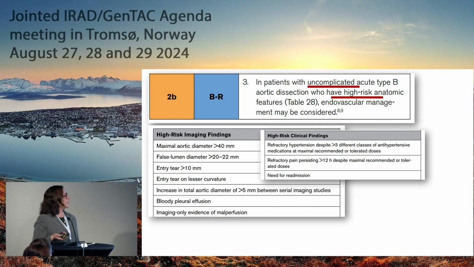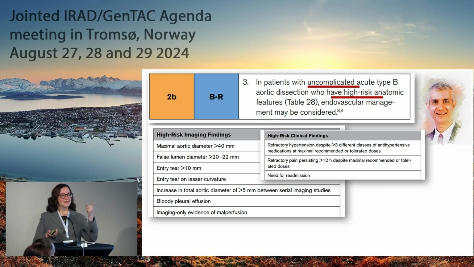Okay, well, what about uncomplicated dissections with high-risk anatomic features? I have Firas's picture here because this is a favorite topic of Firas Musa, and he can go on for hours on this topic. But these features, anatomic and clinical, have been described as being associated with worse outcomes. You've heard about the refractory hypertension and pain already, and you've seen the data for that. But then also these high-risk imaging findings suggest that this person perhaps has an unstable aorta and is at high risk for worse complications.